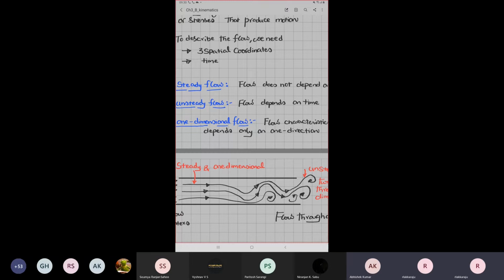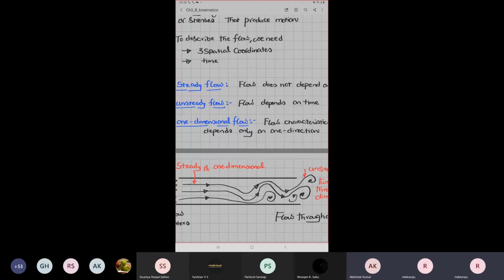Within that chamber where it starts showing oscillations, it is two-dimensional because sometimes it goes up and down and sometimes it goes forward. It spreads in all directions. That kind of flow, we call two-dimensional flow. The flow which comes out of the jet shows up and down oscillations every instant of time. It differs. That is unsteady flow.